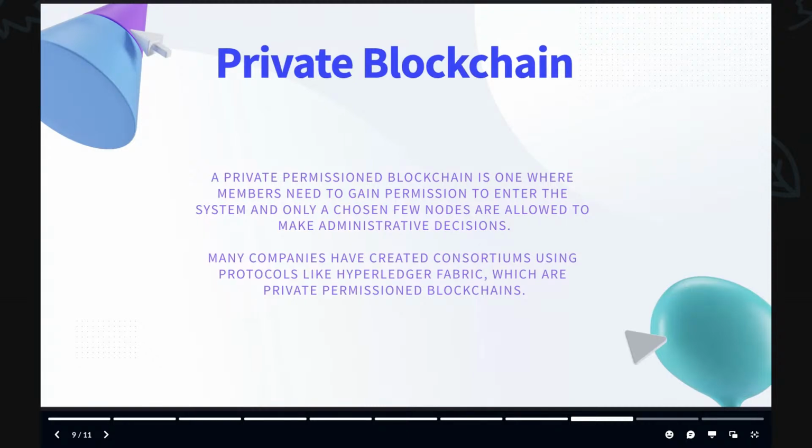So according to that use case, they will opt for a private blockchain instead of a public blockchain, because a public blockchain is open for everyone, anyone can see their data. So they will opt for a private blockchain. And who can see their network, who can see their data? Only the staff or members who are given access to enter the system, right? And only a chosen few nodes are allowed to make administrative decisions.